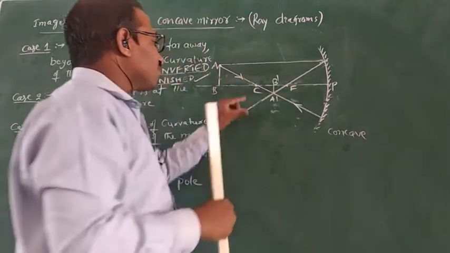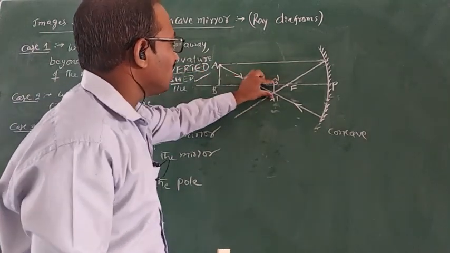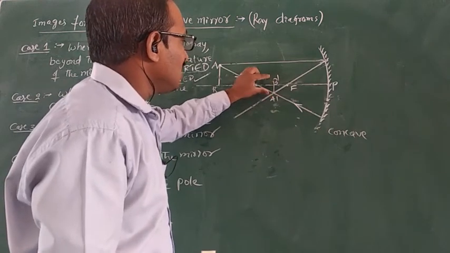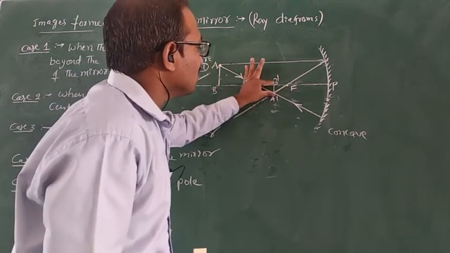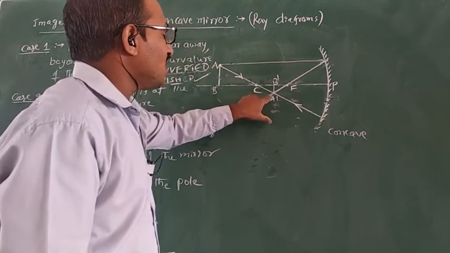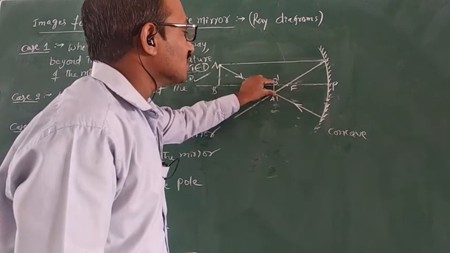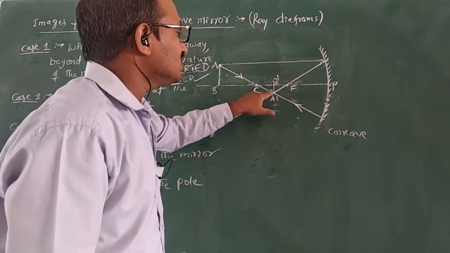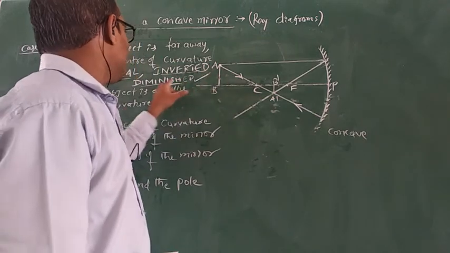Now you see what type of image. This is AB and this is A prime B prime, which means an inverted image, and a smaller size. Here this is the size of the object, and here this is the size of the image. The size of the image is small, so this means a diminished image.